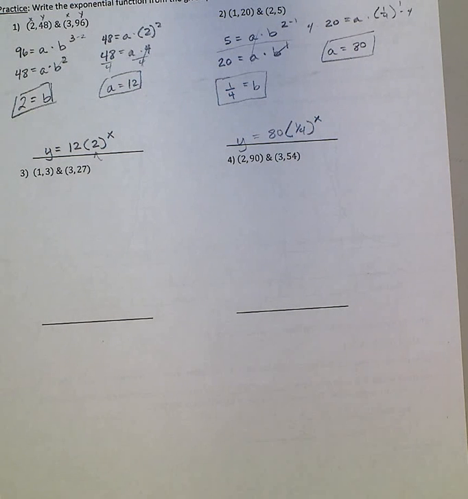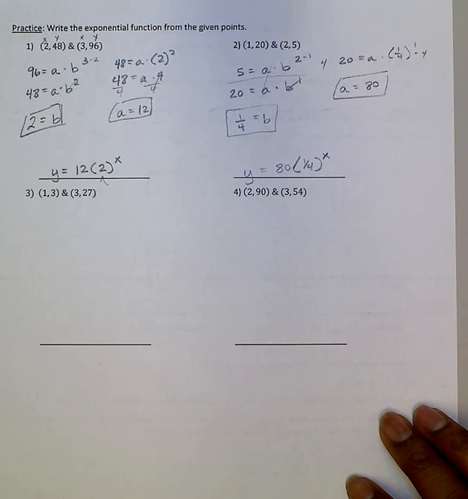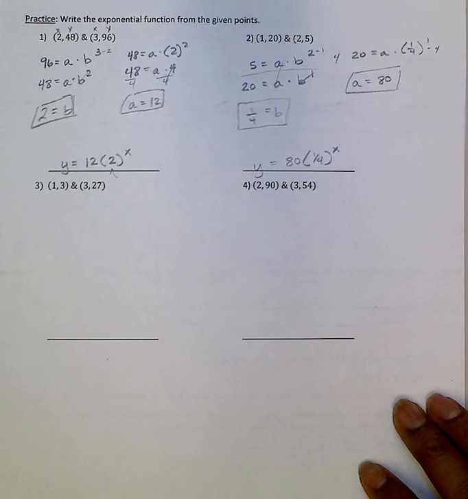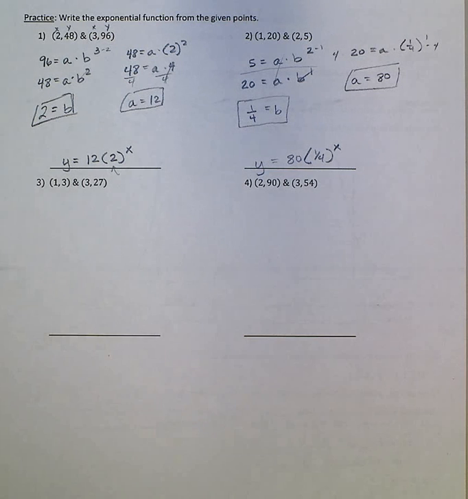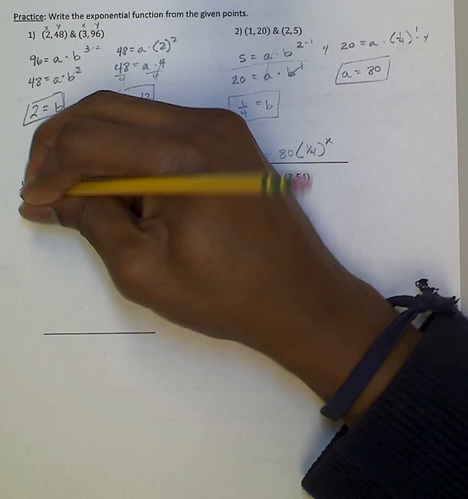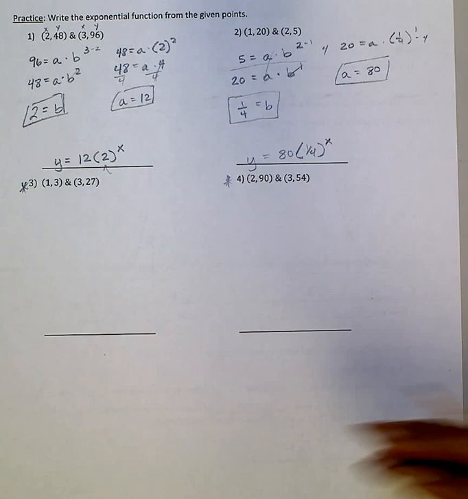Okay, so the process is pretty simple. Try these next two with it, okay? Make sure you plug in x and y, set it up as a system, divide your equations together. That should cancel out a. Solve for b, plug it back in, and solve for a. Alright, try it out, bring it back to me with 3 and 4 completed. Alright, see ya.